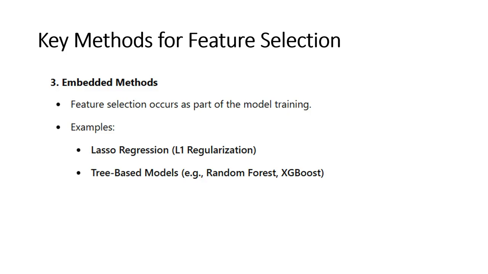It is nothing but feature selection that occurs as part of the model training. In this we have two examples. We can implement this through the lasso regression, we can say L1 regularization, and with the tree based models, that is random forest or XGBoost.